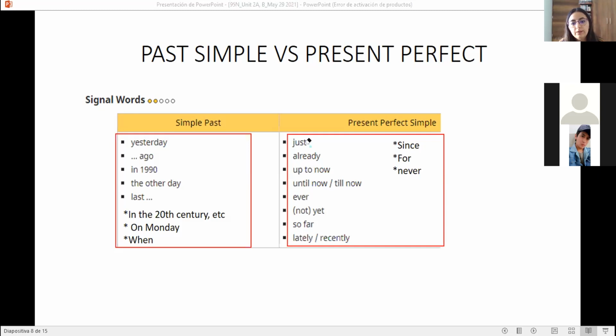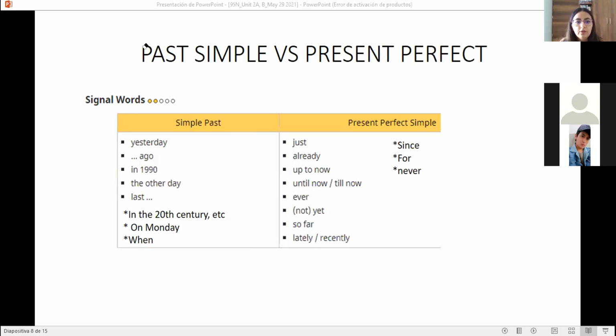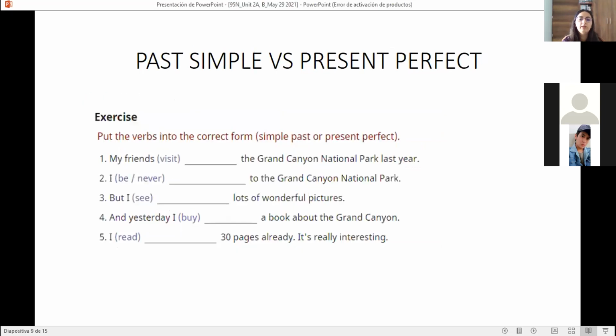Okay, guys, do you have any other doubt about this? Or can you help me with this exercise? It's a very simple exercise. Can we do this together, please? Help me completing these 5 sentences. What would you use in the first sentence?